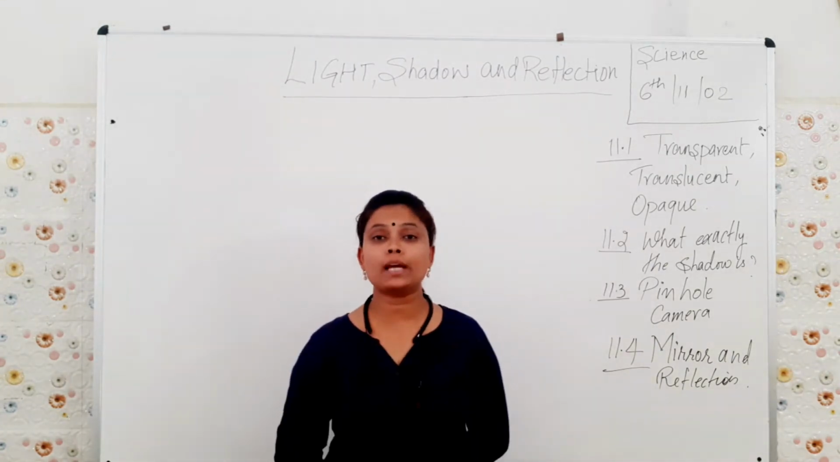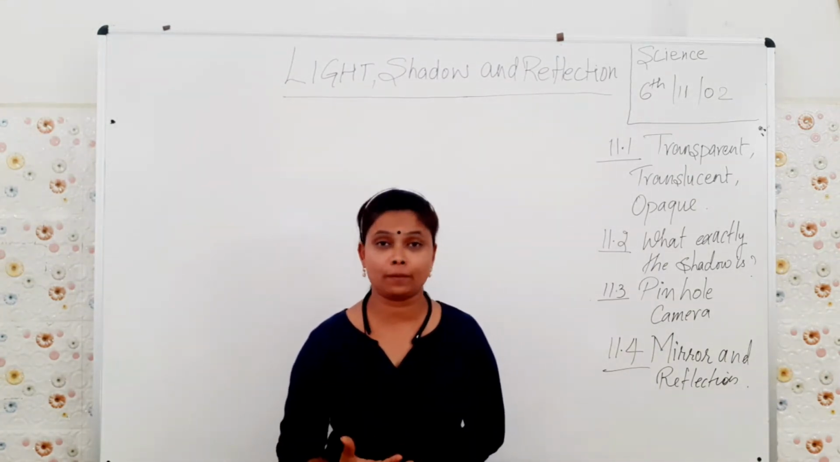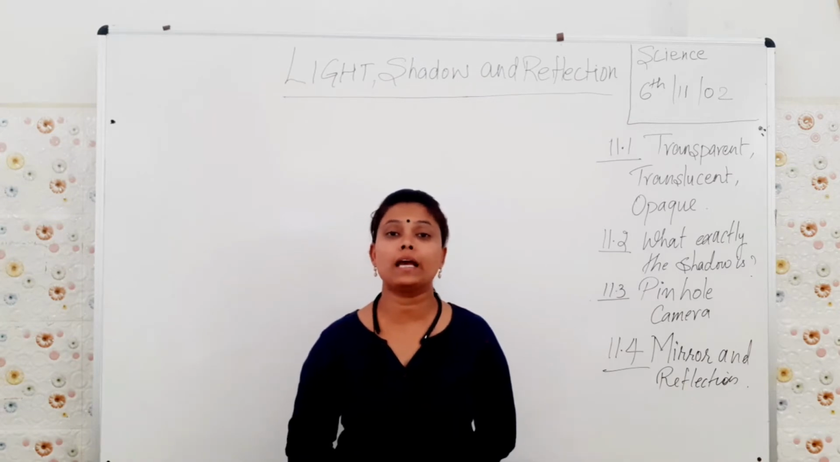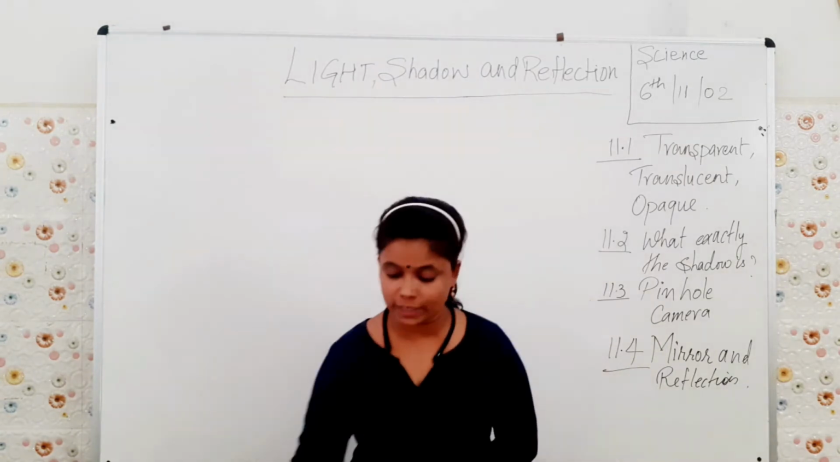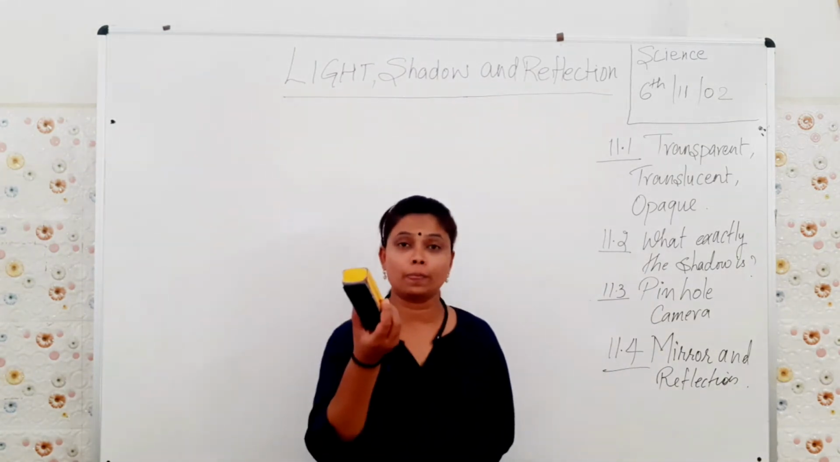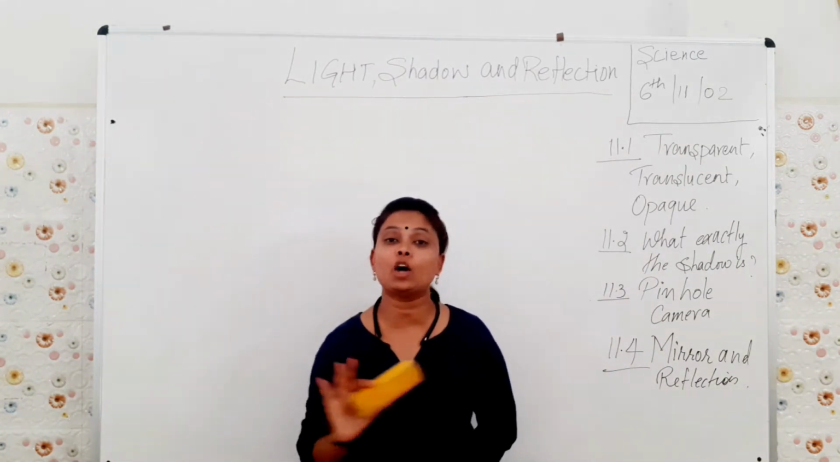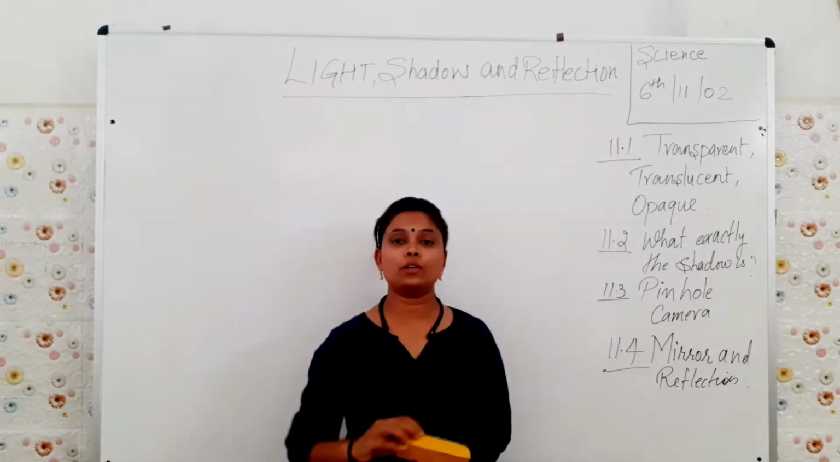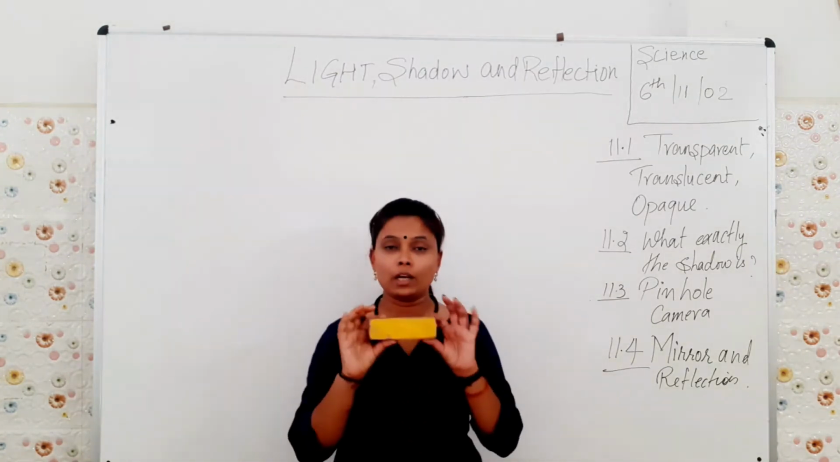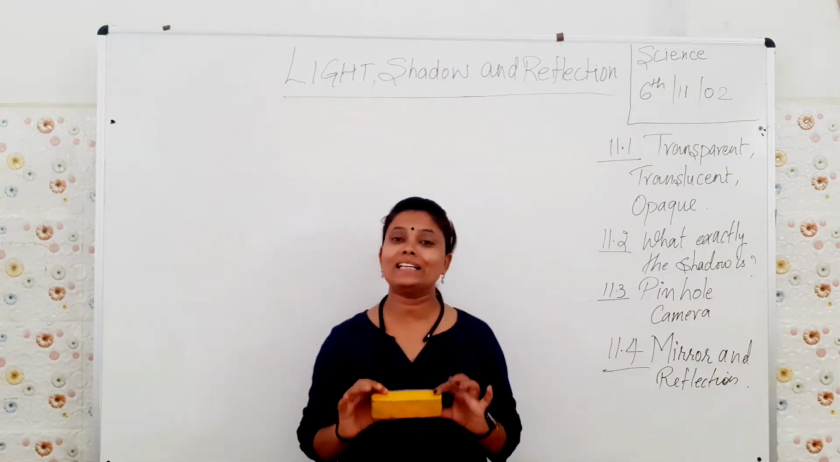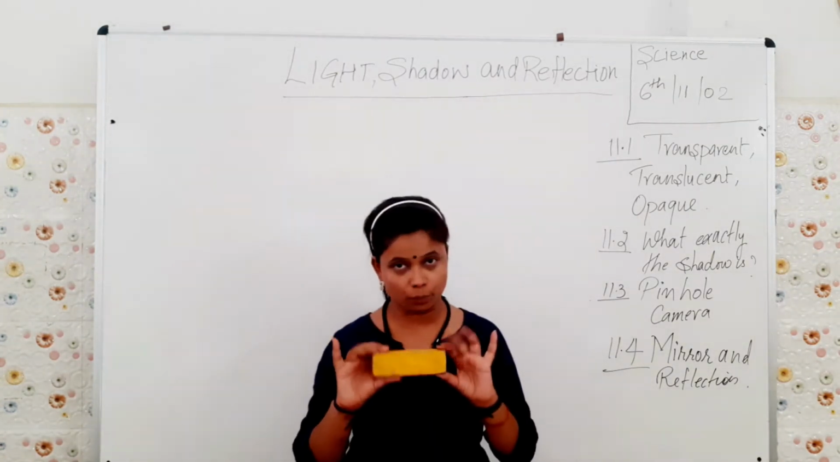Next, opaque. An object which cannot be seen through is known as an opaque object. You can take the example of wood, through which light cannot pass. So now you can see my eyes. Now you cannot see. An object through which light cannot pass is opaque.